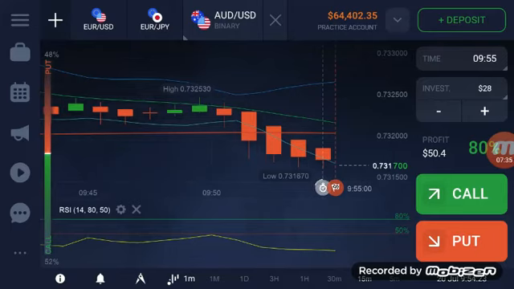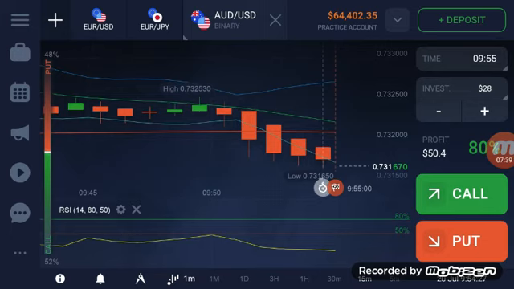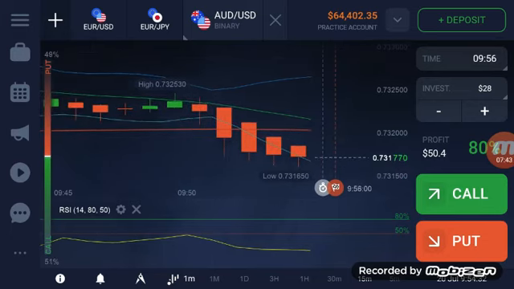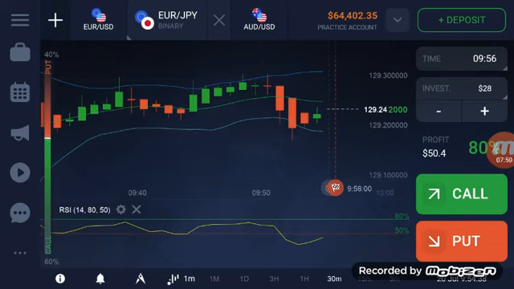So it went up to 900 and something, and then I did the put trade, and then it just dropped like a stone in water. Well, it didn't drop that hard, but it did drop far enough for me to win.